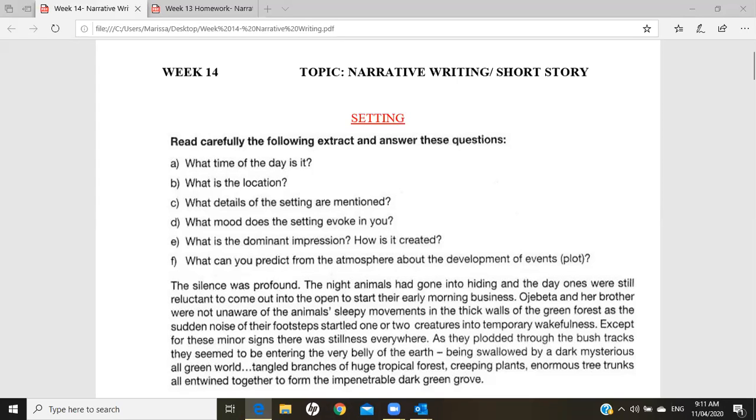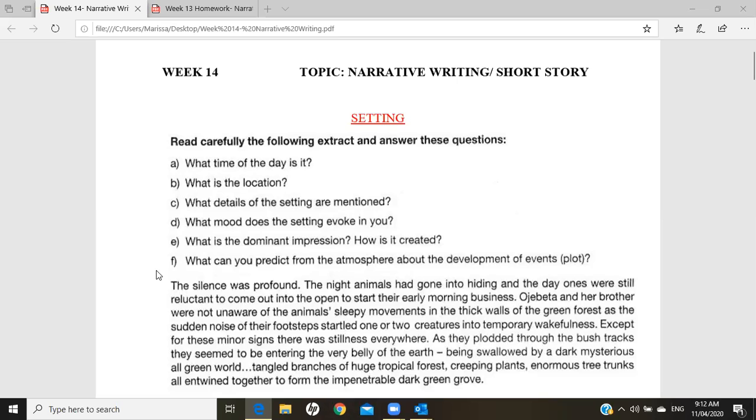So the first exercise is on setting. It says, read carefully the following extract and answer these questions. What I want you all to do is that I'll be giving you a few minutes to think of your responses for letters A to F. You could jot it down in your English notebooks, and then we will answer the responses together. And I will be calling on you to give me responses for each of the letters, right?